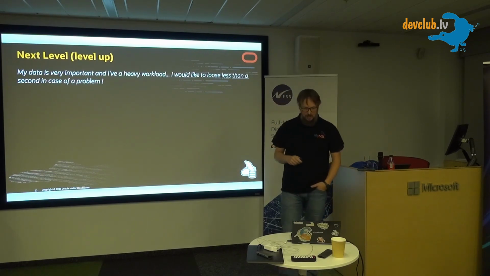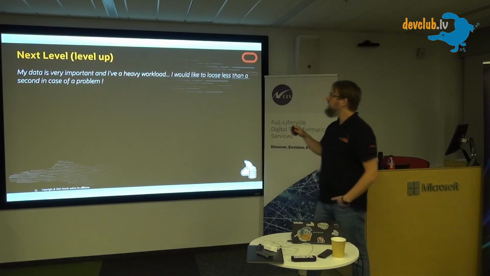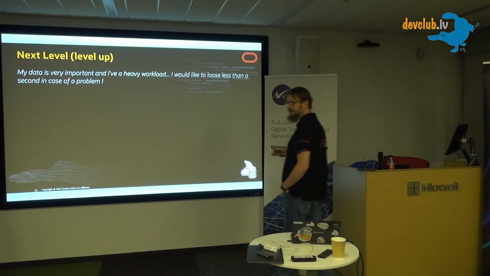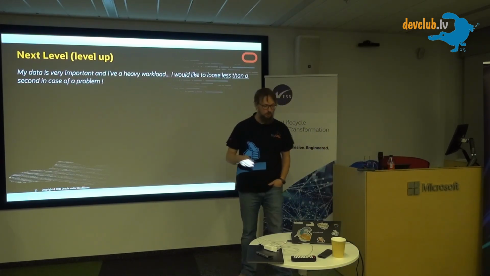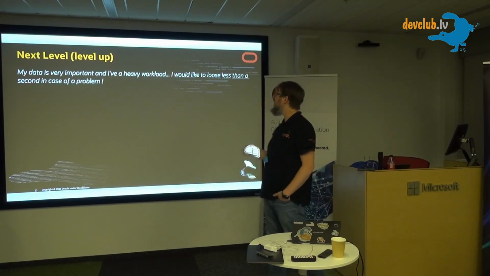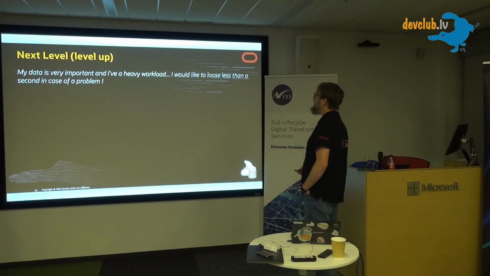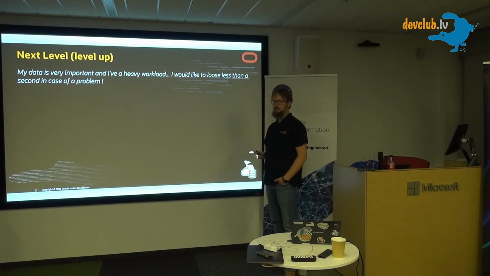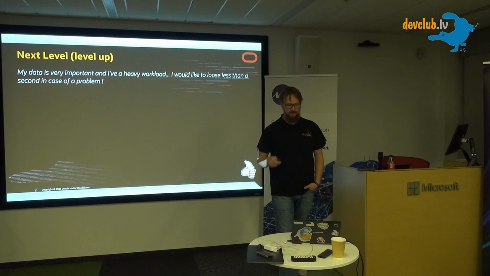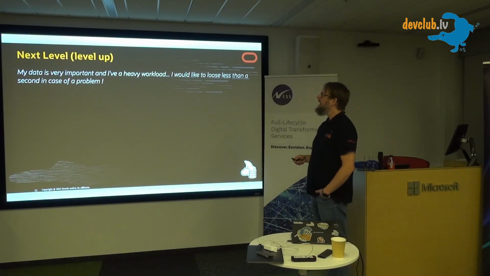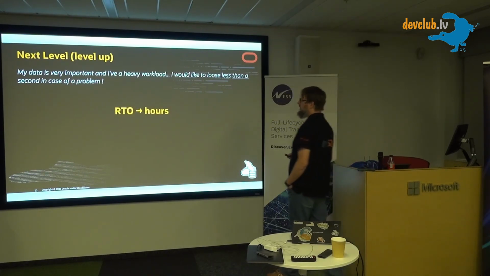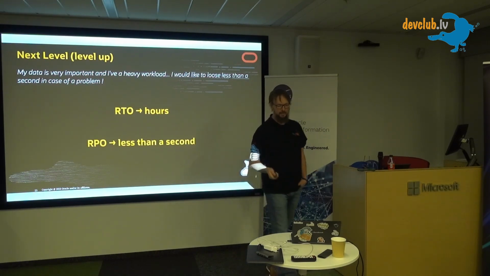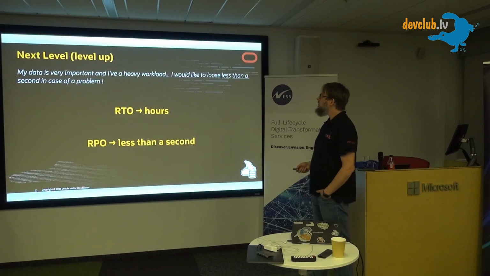So now we want to have a next level, to increase, because my data is very important, but I also have a heavy workload, a lot of data coming all the time, and I would like to lose less than a second in case of a problem. Not minutes, but seconds now, right? So RTO is hours, and RPO less than a second. What can I do to do that?